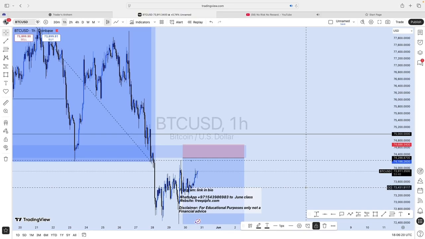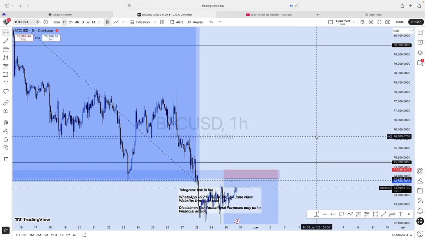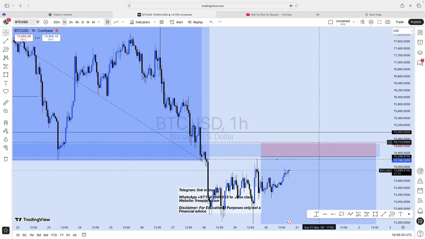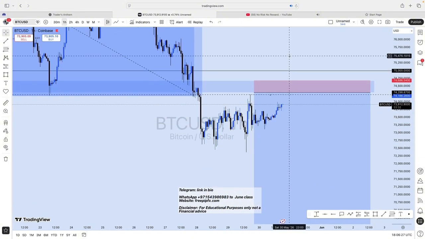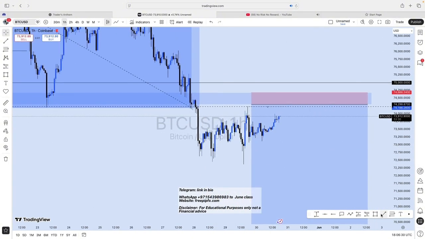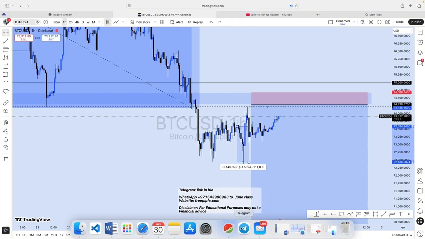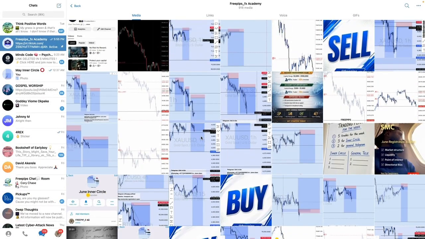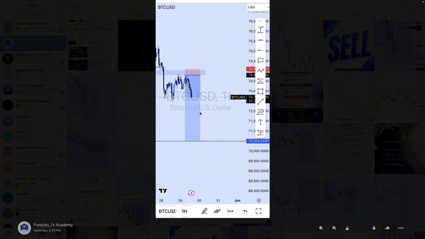Let me show you the trades that we took. On BTCUSD, that was our last trade. This was the sell that we caught on BTCUSD on Friday. This is the trade in the Telegram channel. We caught this particular sell on Friday.